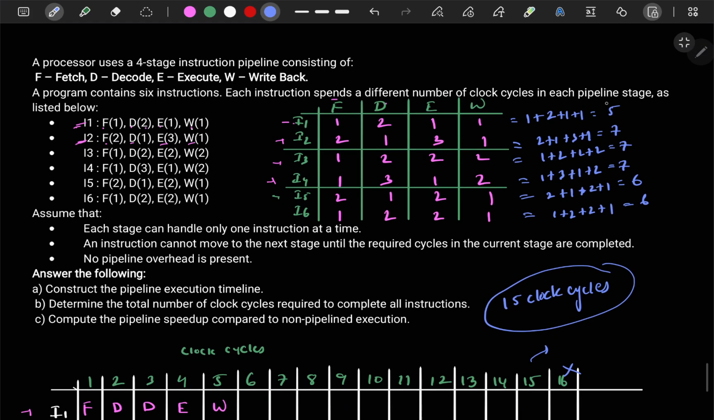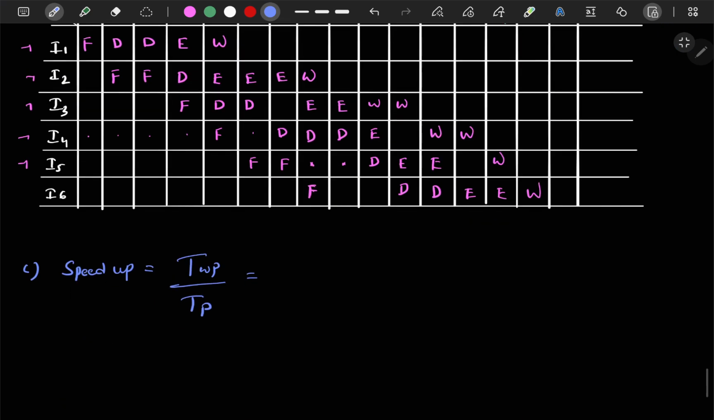Now these delays are for individual instructions, right? You have to sum them all up. You just add every delay. Then 5 plus 7 plus 7 plus the rest, you add them up and you get 38. So you get 38 cycles. This is the delay without pipelining.